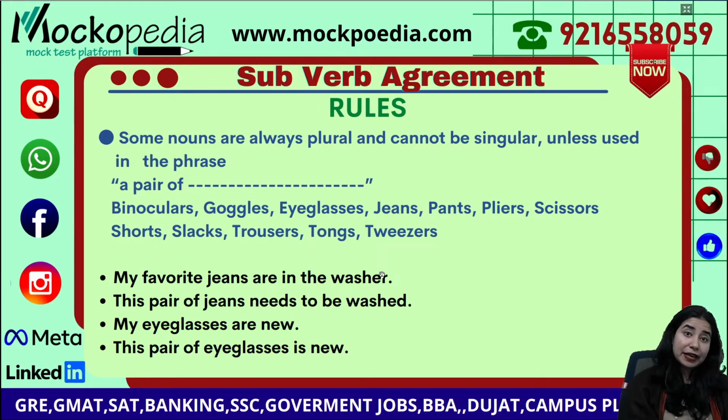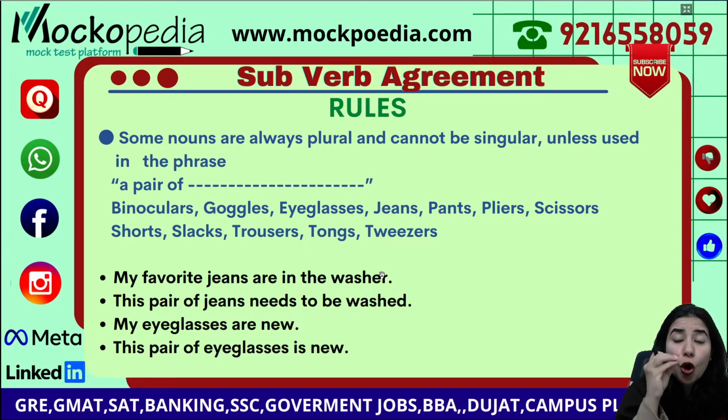This is crucial, my dear students, and you have to definitely pay attention here. There are a few nouns which are considered plural. And what are those nouns? I made a list for you to make life easy. Binoculars, goggles, eyeglasses, jeans, pants, pliers, scissors, tongs, tweezers, trousers, shorts, slacks. We have to always consider them to be plural, right? Might be new to you because we usually make a mistake.